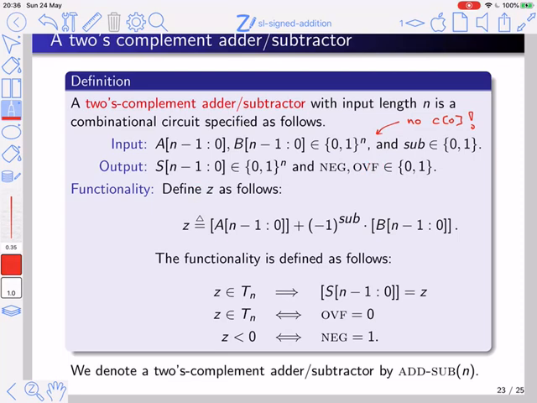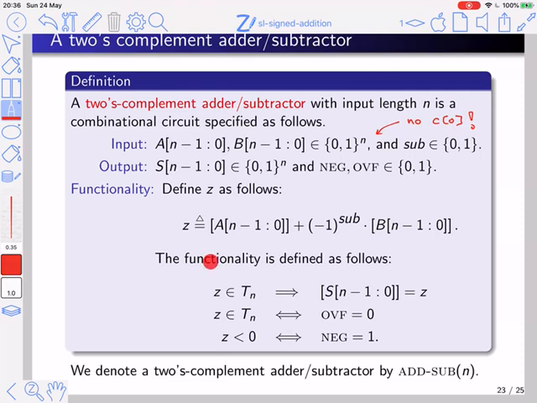Define Z to be as follows. The number represented by A in 2's complement representation plus minus 1 to the power of sub times the number represented by B in 2's complement representation. Notice, if sub is 0, minus 1 to the power of 0 is 1, so this is actually addition. If sub is 1, minus 1 to the power of 1 is minus 1, so what we're doing is subtraction. So Z is either the sum or the difference between A and B.